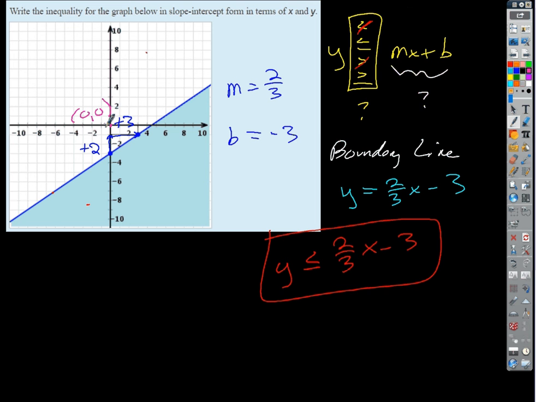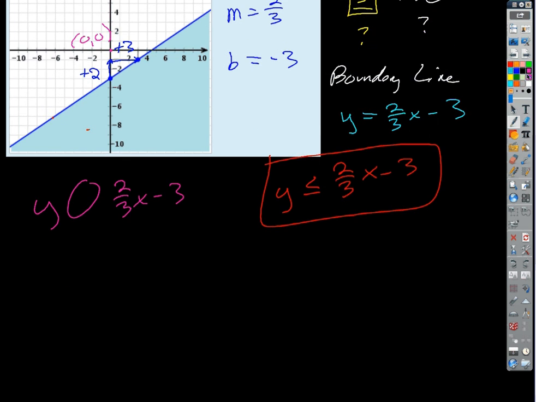So what if we take this test point right here, 0, 0, and say we're going back to where we don't yet know what kind of inequality we're using. Here's another way to fill in the blank. Well, we already know that the boundary line is 2/3 x minus 3, right? So if I plug in the point 0, 0, should it make a true or a false statement? Is 0, 0 in the shaded region? It's not. It's not part of the solution. So if I plug in those x and y values, they should make the statement false, right? Shouldn't work. Okay?